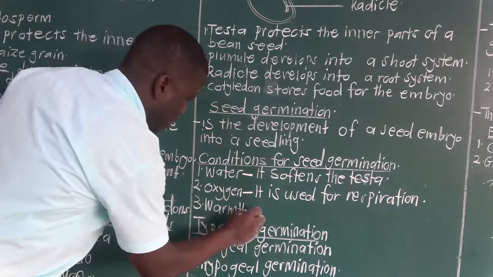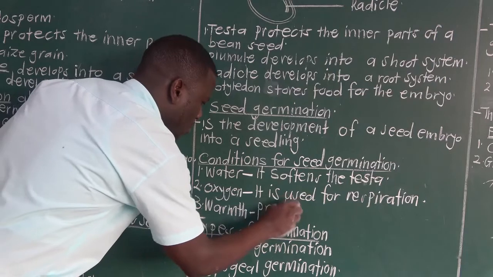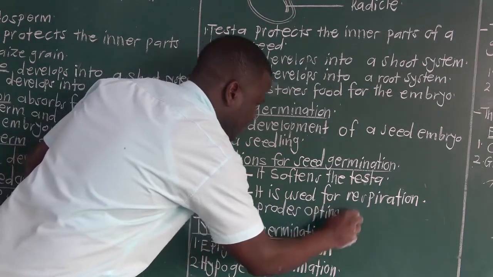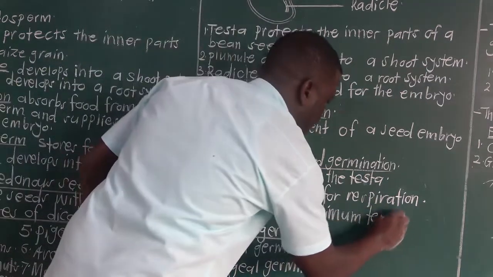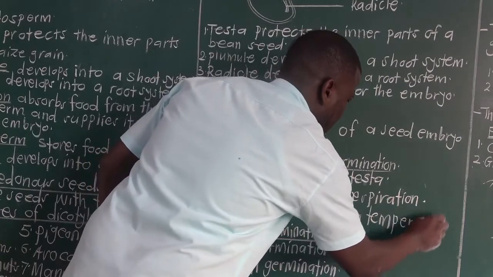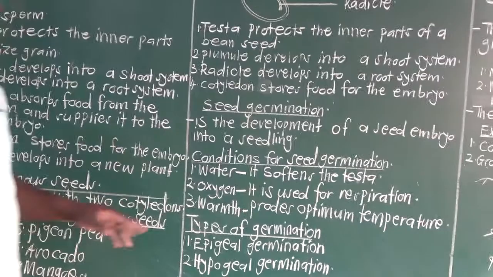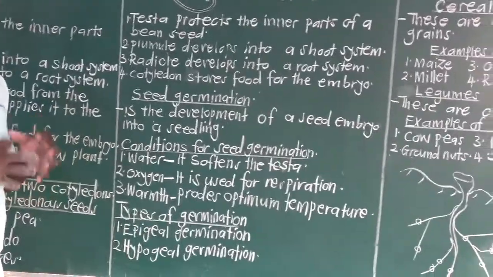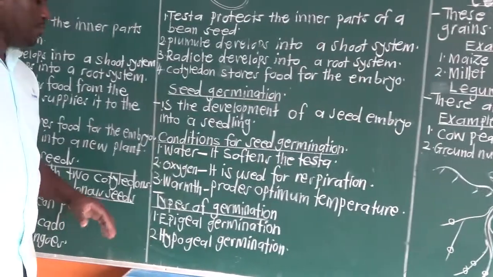Then lastly, warmth provides optimum temperature. Optimum temperature simply means the right temperature. Warmth provides the right temperature for the seeds to germinate, or it provides optimum temperature.